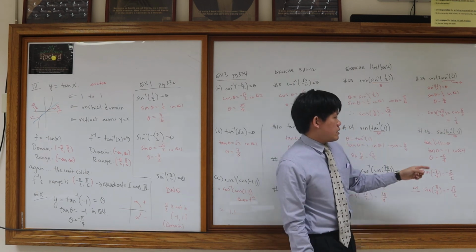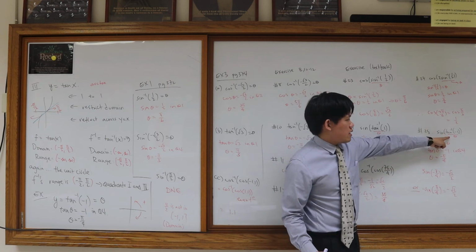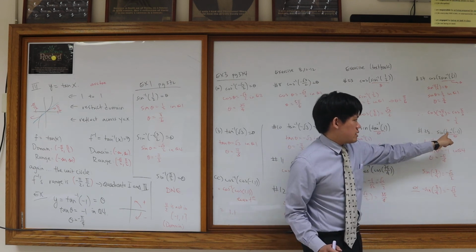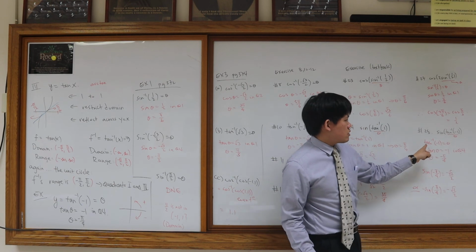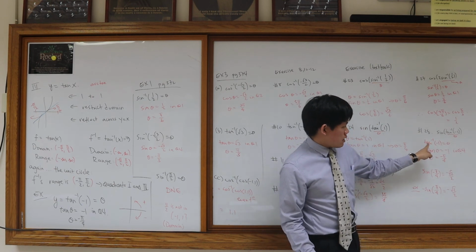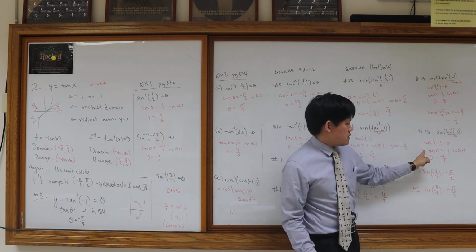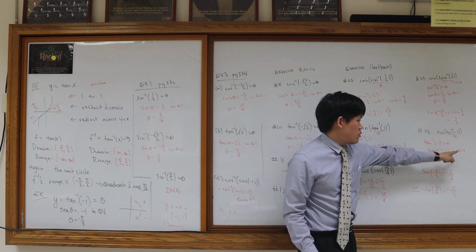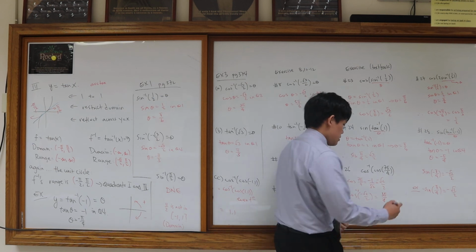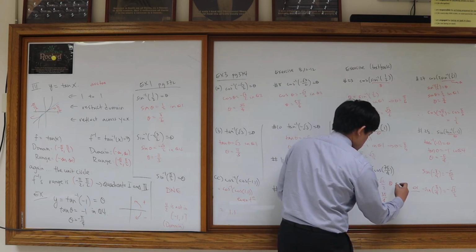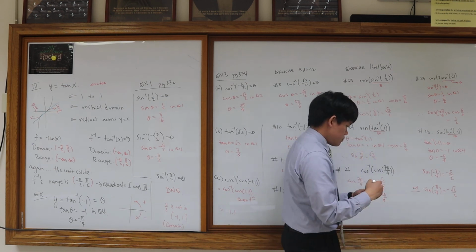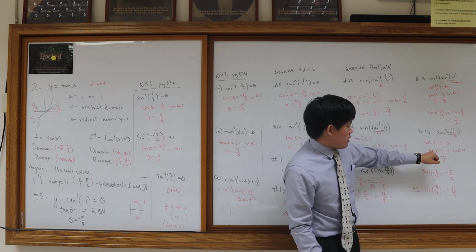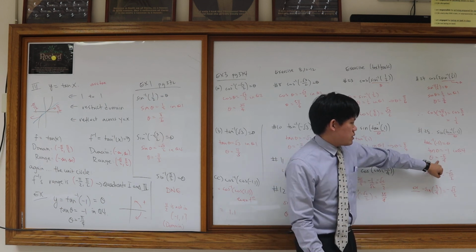Number 28, sine of arctan of -1. Again, we can write this inside as a theta angle. So theta, arctan of -1 is the theta. So that means tan of theta is equal to -1. Because it's -1, we're in quadrant number 4. Now what we have here is theta is equal to -pi over 4.